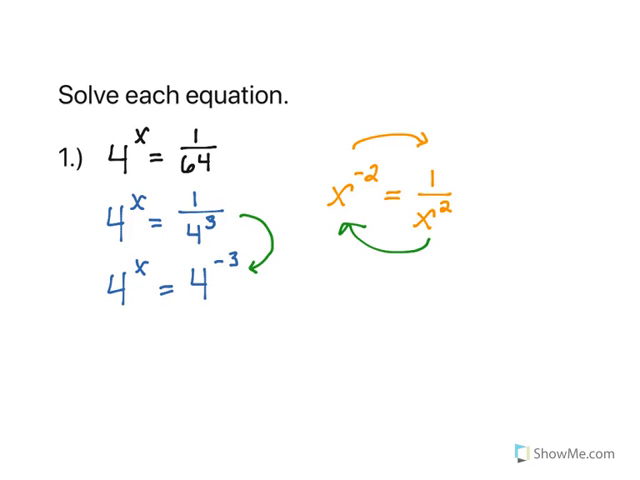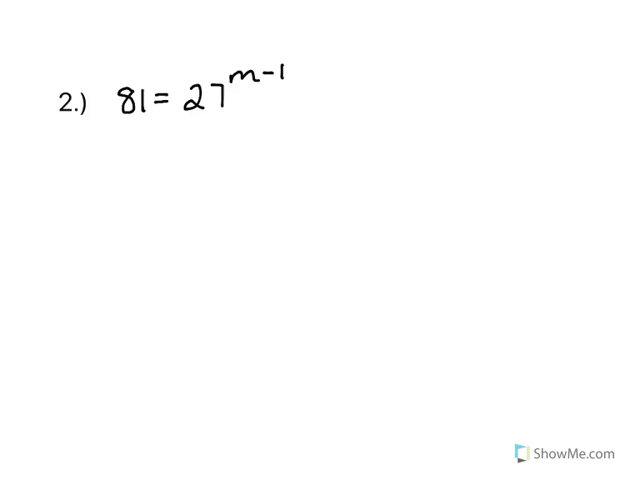And now I have one base and another base that are identical, which means the exponents must be equal to one another. So the solution to this equation is x equals negative 3. That one's one of our more basic ones. Let's take a look at a little bit more challenging problem.